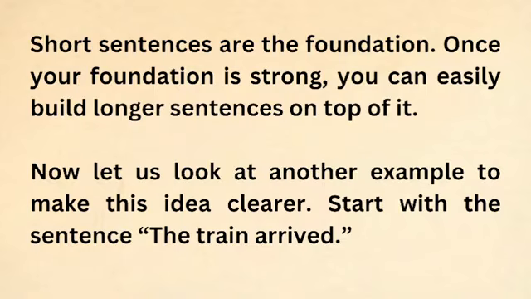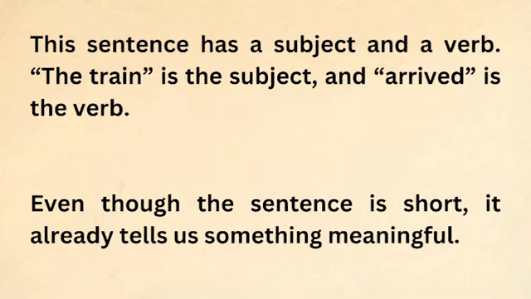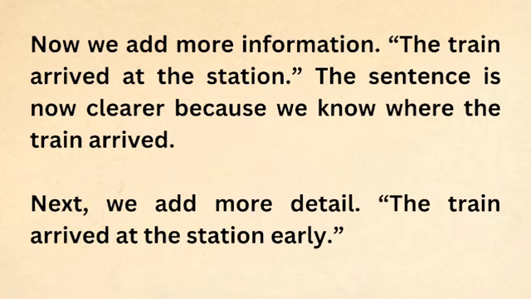Now let us look at another example to make this idea clearer. Start with the sentence, "The train arrived." This sentence has a subject and a verb. The train is the subject, and arrived is the verb. Even though the sentence is short, it already tells us something meaningful. Now we add more information. The train arrived at the station. The sentence is now clearer because we know where the train arrived.